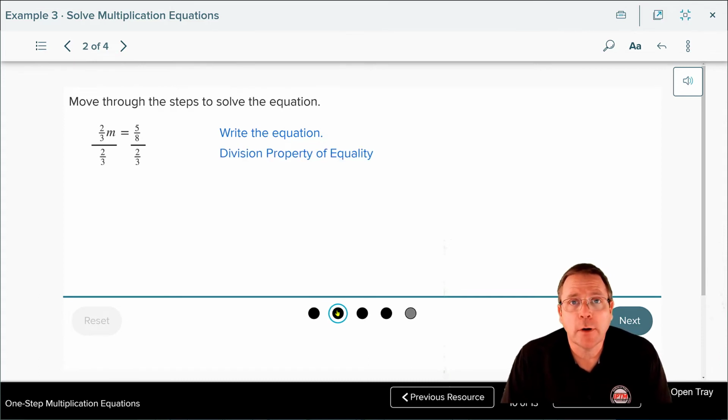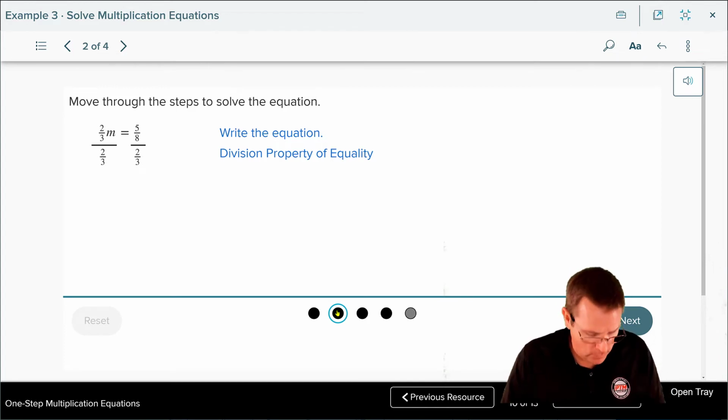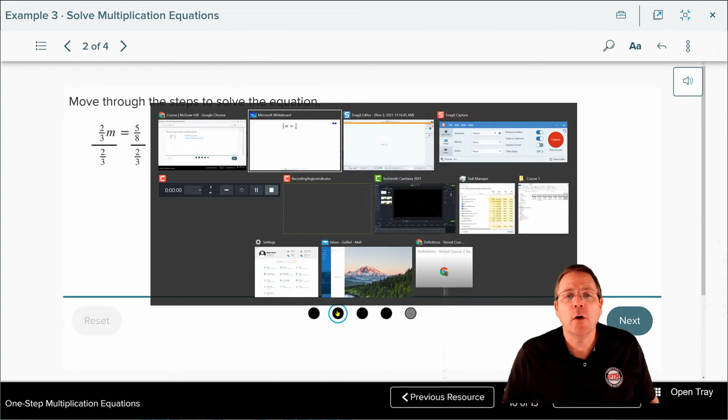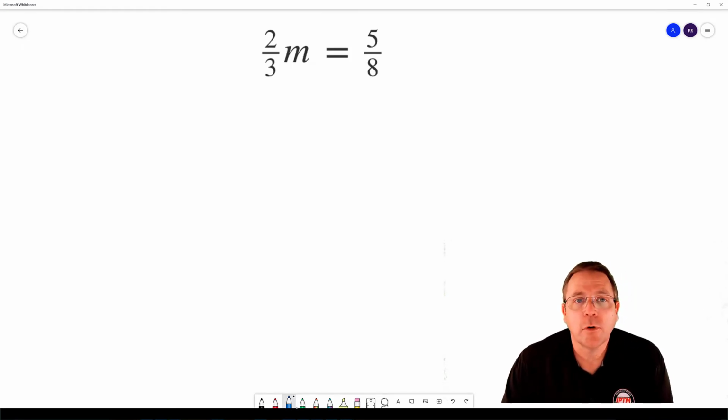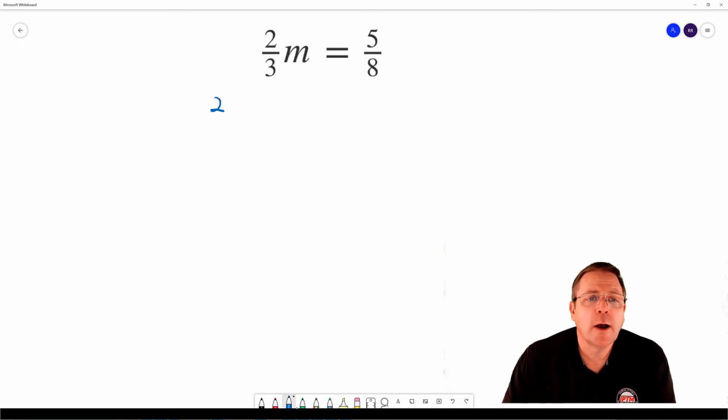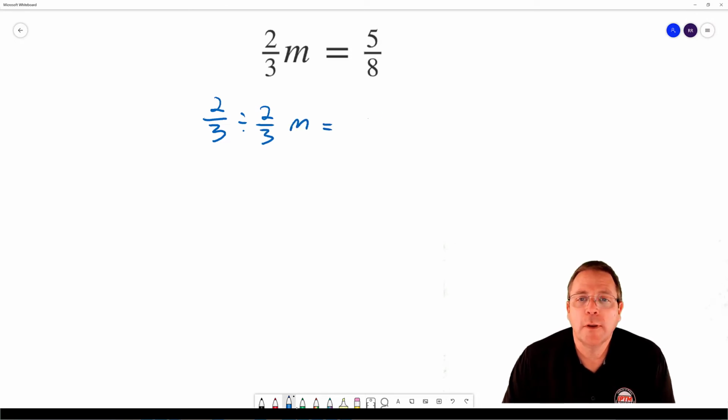They're going to do it vertically. And fractions inside of fractions is a horrifying thing to look at. So I'm going to do it off to the side my own way, which is going to look a little different. I've told you before that when working fractions, it's a lot better to do them horizontally. So I'm going to do 2/3 divided by 2/3 times m is equal to 5/8 divided by 2/3.